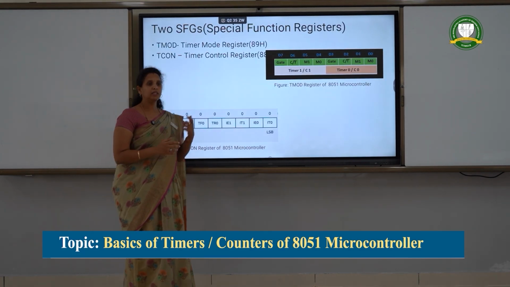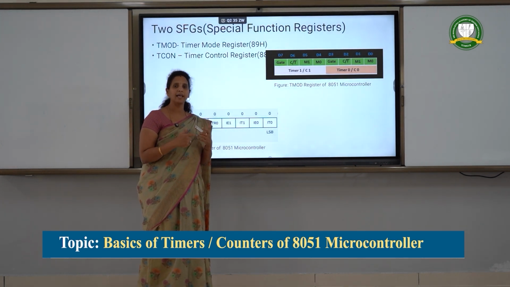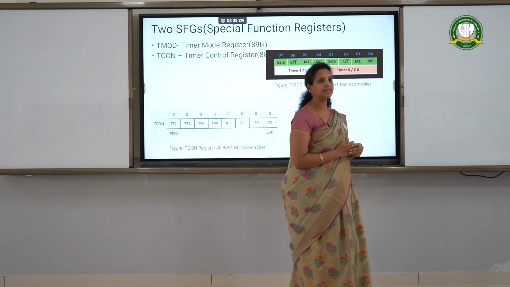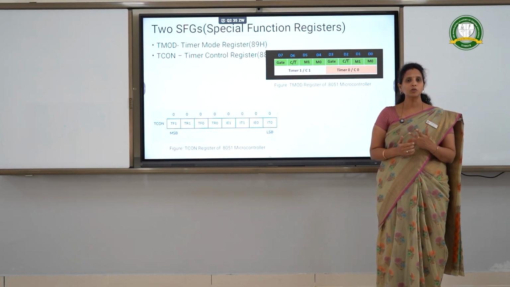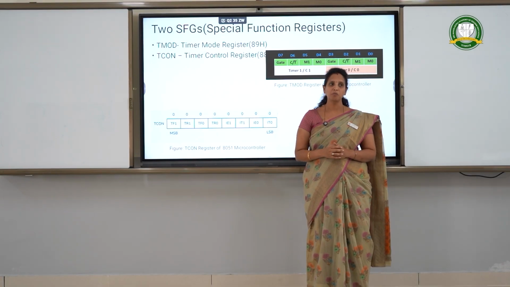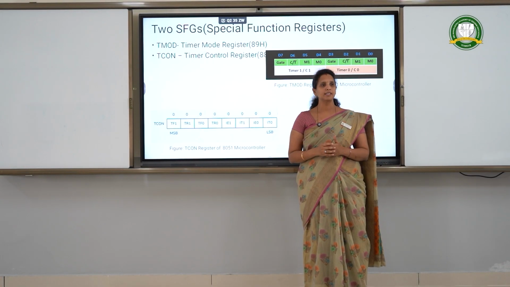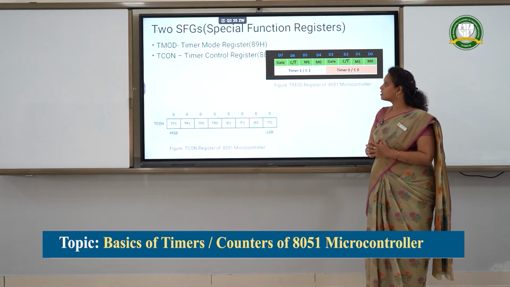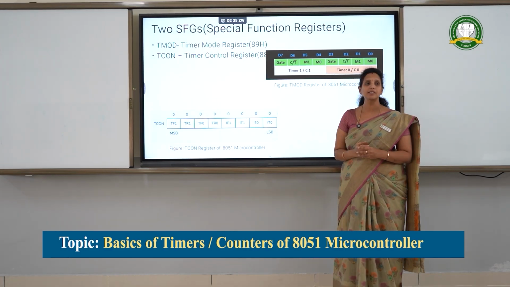Whenever we have to work with these two 16-bit registers, which is nothing but either timer 0 or timer 1, either as a timer or a counter, we need the help of two special function registers. In short form, we call them SFRs. What are these special function registers? These two special function registers are TMOD and TCON. TMOD stands for timer mode register, TCON stands for timer control register. Both of these registers are of size 8-bit as specified in the slide. The internal address of the TMOD register is 89H, and the internal address of the TCON register is 88H.